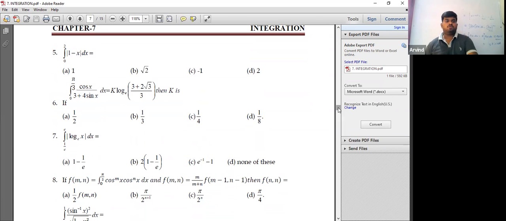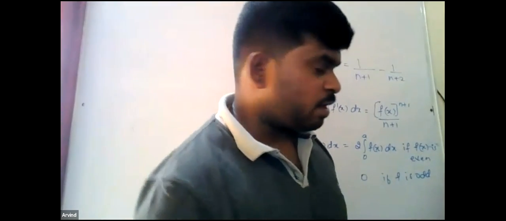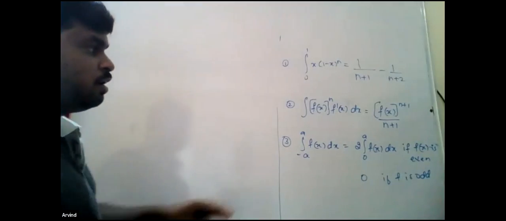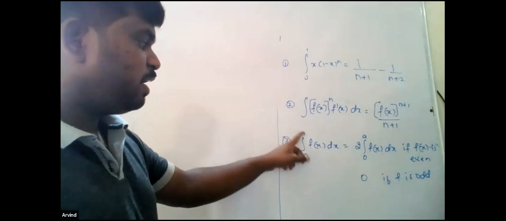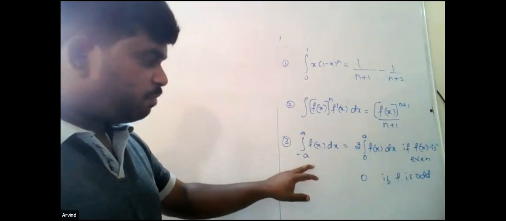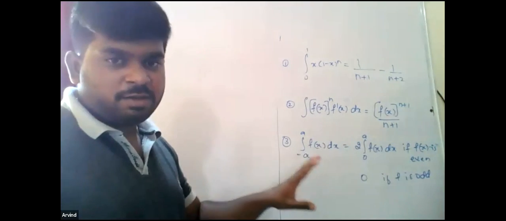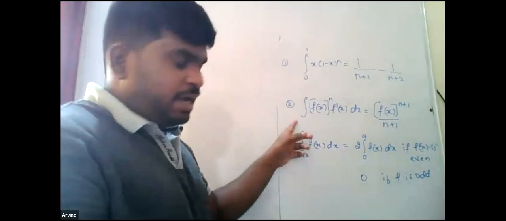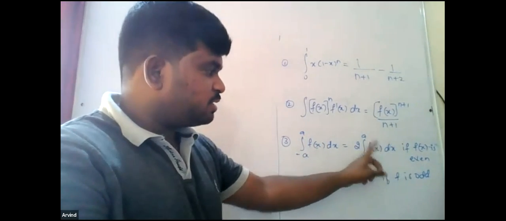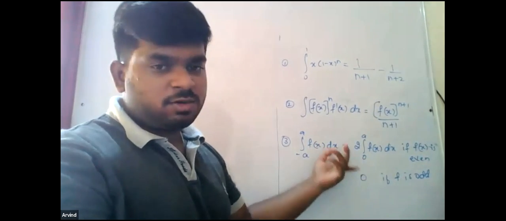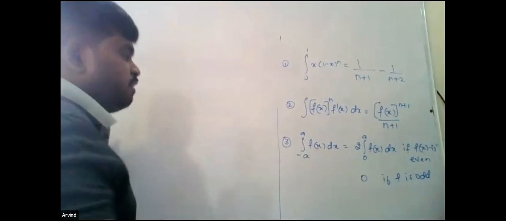Integration 0 to 2 modulus 1 minus x dx is equal to what? Okay, so just observe. I hope all these formulas are in the PDF itself, but you have to know this. Integral from minus a to a of f of x dx. When you have minus a to a, you must check this condition. That is the hint. If you have got this type of integrals, check: if f of x is even, you will get this. If f of x is odd, directly 0. These are very important formulas.